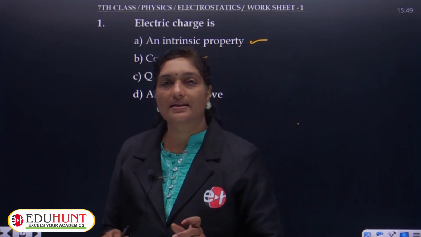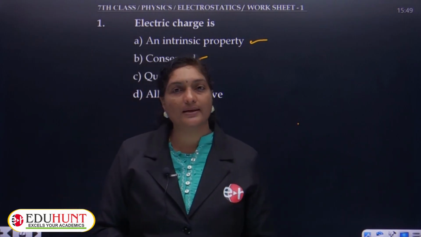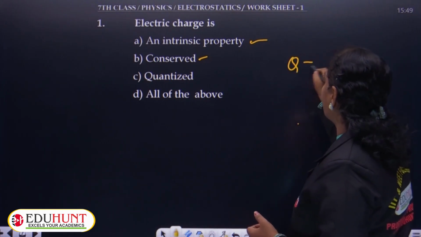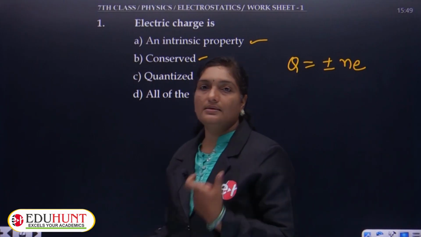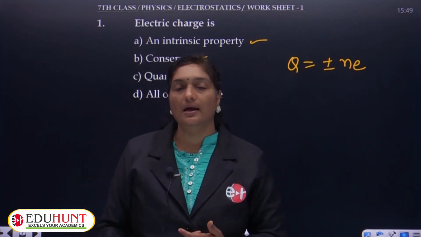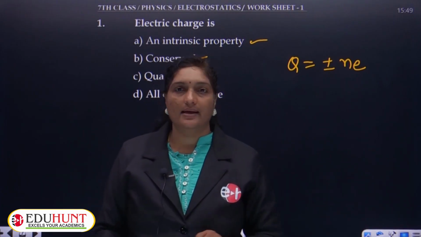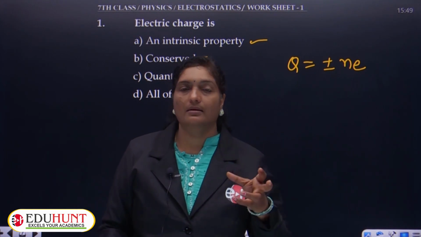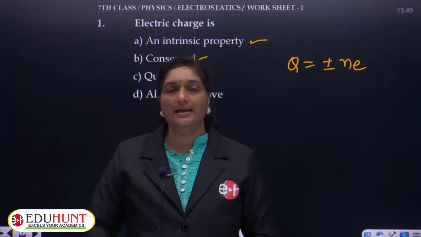Now moving to quantized. The meaning of quantized is measurement. How much charge is present? Are we able to measure it or not? Yes, of course we can measure, because we know the formula Q equals plus or minus nE. Q is the quantity of charge present on a body. Plus indicates positive charge and minus indicates negative charge, where n indicates the total number of charged particles, and e is the charge of an electron.